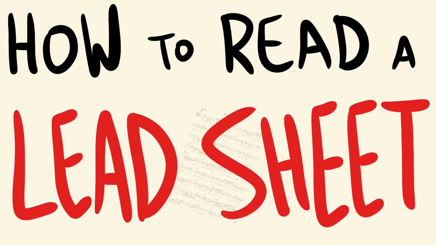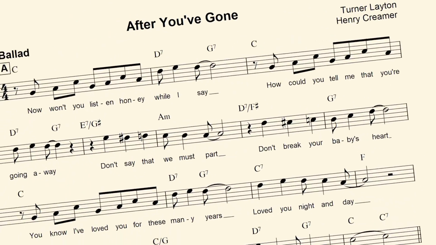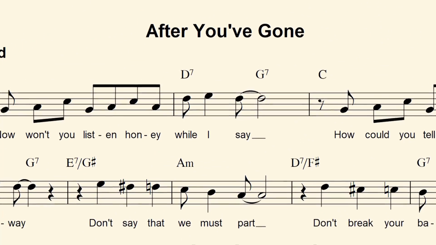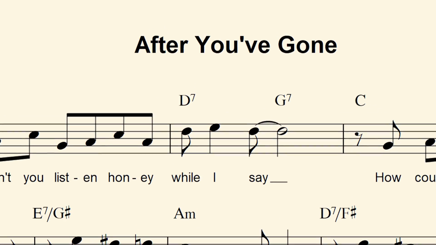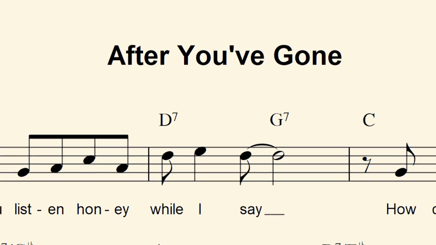As an example of the form, we have here a simple lead sheet of the 1918 popular hit song After You've Gone by Turner Layton and Henry Creamer. If you're like me, you heard this song in BioShock Infinite. It's a sweet little number and it's been recorded about 1 million times. I didn't transcribe this one, but I adapted it from an old piano and voice arrangement.